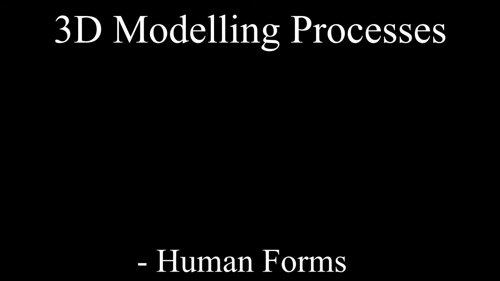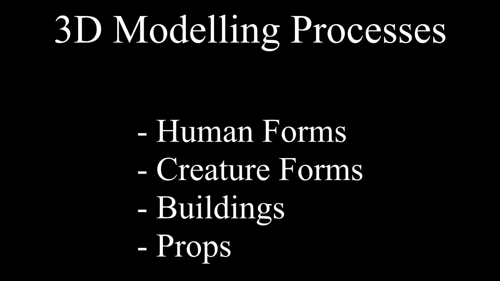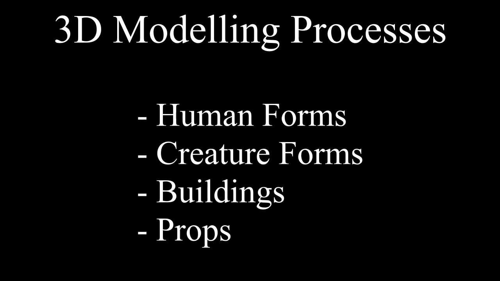In this video, I'll be going over the 3D modeling processes and key features of human forms, creature forms, buildings, and props. We will look at overall terms for 3D modeling and what key characteristics need to be kept in mind for different modeling processes. We will then compare human and creature modeling to building and prop modeling, including the processes behind these practices and reasons for said practices. Basic terms of 3D modeling.